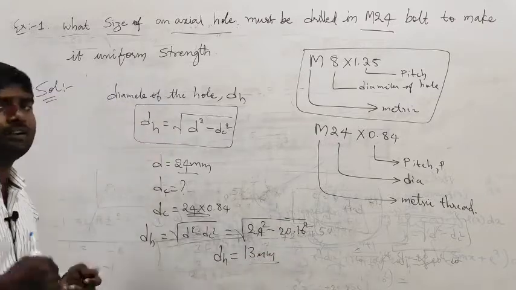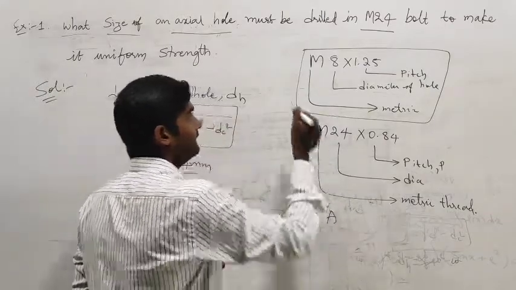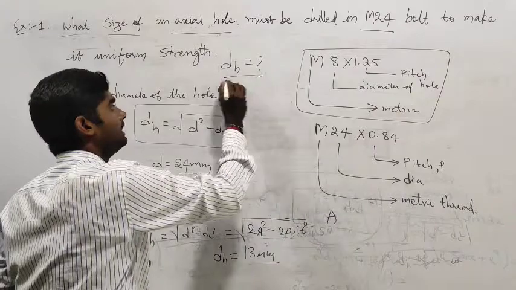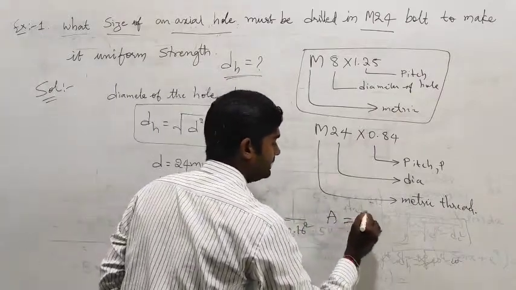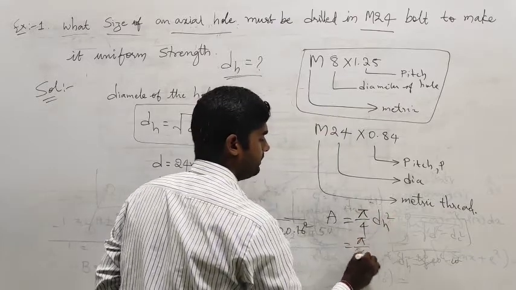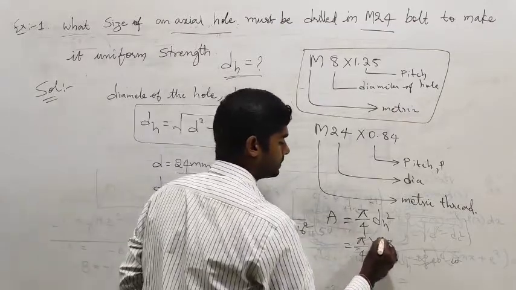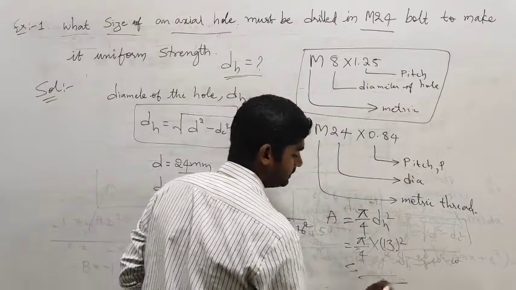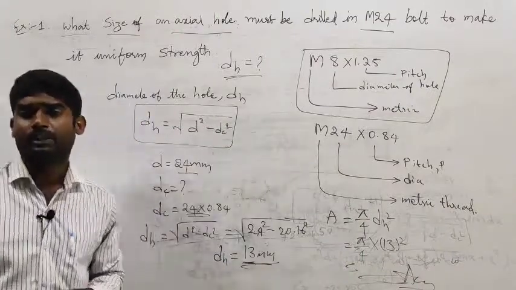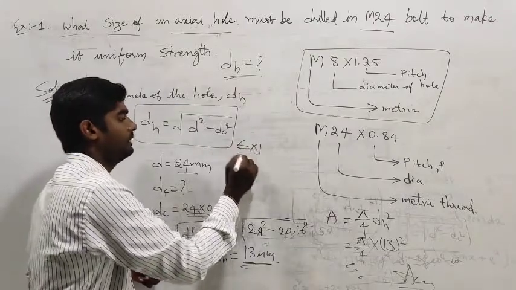If you want the area of the hole, use the area formula. In our question we only need to find DH, but area is equal to pi by 4 DH square. Let's substitute pi by 4 into DH square, with DH equal to 13. Substitute 13 square and find the answer using your calculator. Okay, this is another important problem for your exam. Okay, thank you.